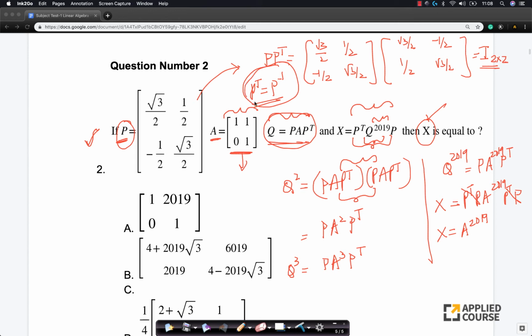And why did I have this hunch to start with? Why did I think this might be true, and why did I even check for this? Because I had this expression. I thought if P transpose is the same as P inverse, these two could cancel out. That's how I got this idea, or the hunch.